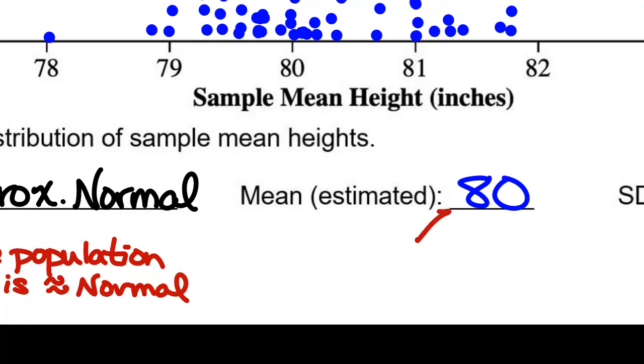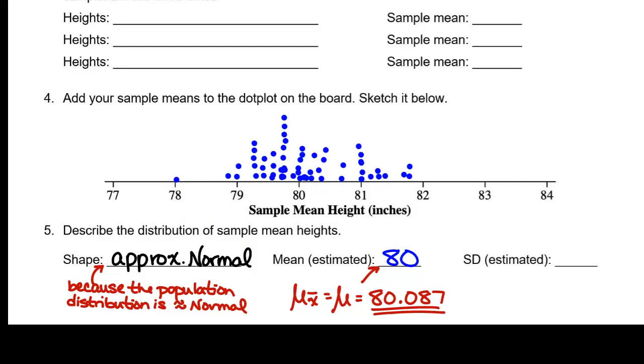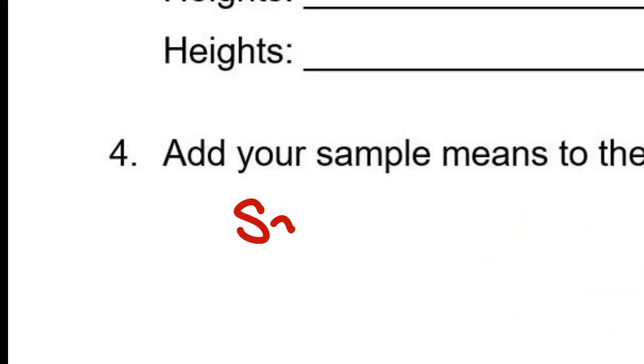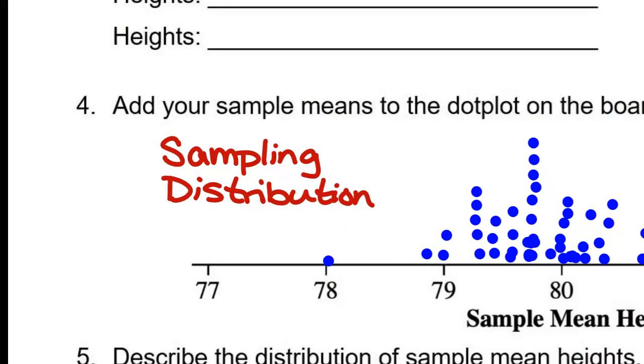The actual mean of the sampling distribution, so the mean of X bar, will be whatever the true mean is. What did we say the true mean was for the population? 80.087. This is the true mean. This is a sampling distribution of X bar.